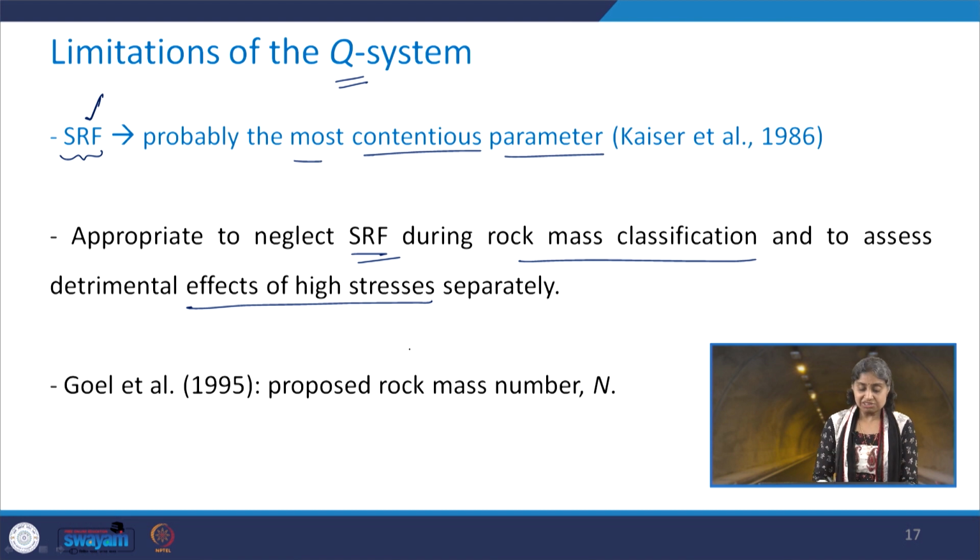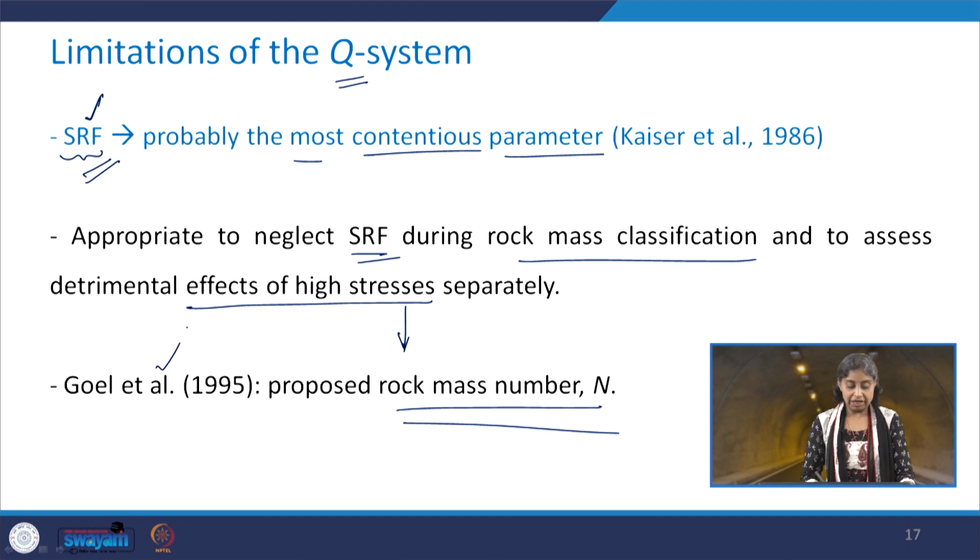For such an approach, to do away with this SRF, we have seen that the rock mass number, which was proposed by Goel et al. in 1995, comes to our rescue. We have seen how this rock mass number can be determined by neglecting the factor SRF from the 6 factors which were defining the value of Q.